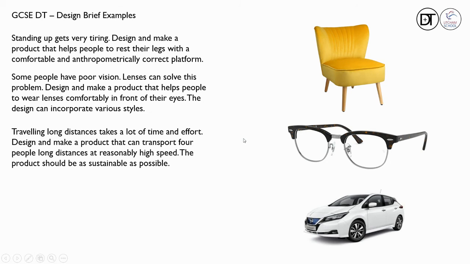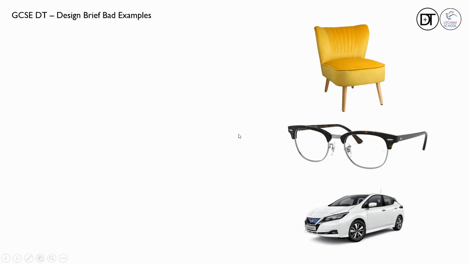What we'll look at now is some bad examples, how not to do this. So the first one, for the chair. Make a chair that is yellow. First of all, this is far too brief. It's far too short. It doesn't have enough detail in it. It's also, weirdly, in a strange way, too specific. Because it said make a chair that is yellow. Well, that immediately cuts down your options when you're designing.